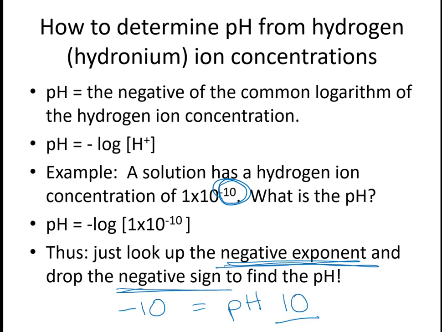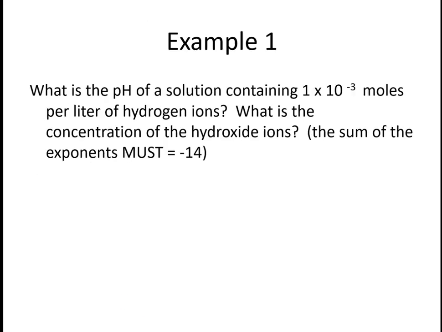If this were a concentration of 10 to the negative 4, then our pH would be 4. And if it was 10 to the negative 14, our pH would be 14. It's that easy. You just look at this exponent, drop the negative, and that's your pH.